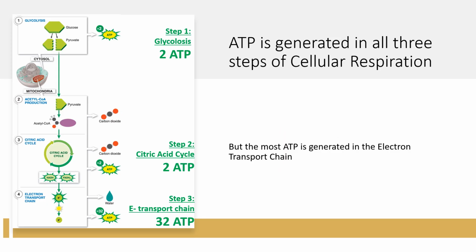So we produced a little ATP at each step in cellular respiration. But the electron transport chain is where most of that ATP is produced. In glycolysis, we produced 2 ATP molecules. We produced 2 more in the citric acid cycle, but we produced 32 molecules of ATP in the electron transport chain. Now the energy stored in those sugar molecules is in the form of ATP, which can be used by cells.